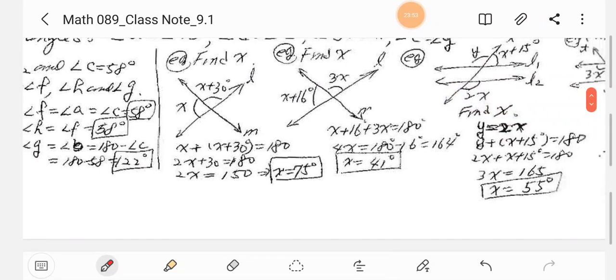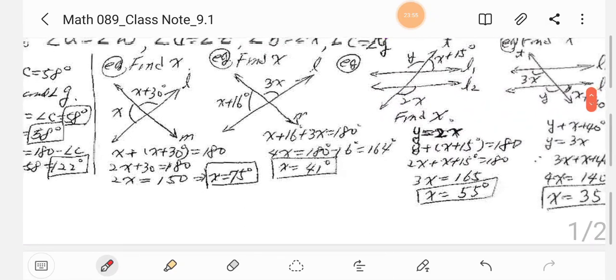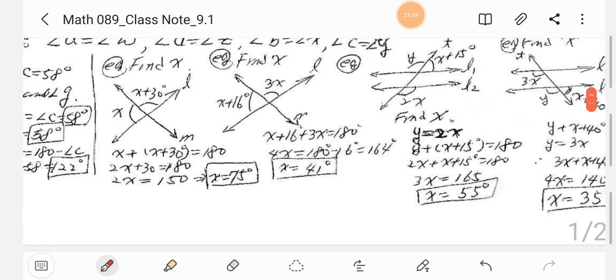All right, then let's go to the next one. Find X. In order to find this X, look at this. This is a straight line, right? A straight line always forms 180 degrees. So the sum of these two angles will be 180. So X plus 30 will be 180. So you can combine the X terms and then move this 30 to the right so that you can find X.